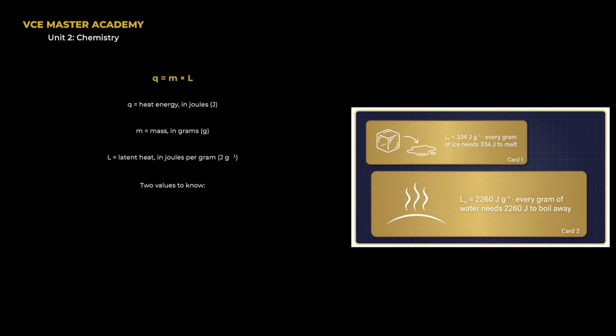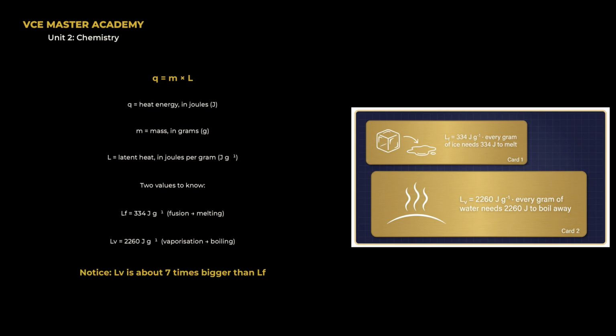There are two values you need for water. For melting, we use LF. The F stands for fusion. It's 334 joules per gram. Every single gram of ice needs 334 joules to melt, like an entry fee, per gram. For boiling, we use LV. V for vaporization. It's 2,260 joules per gram.